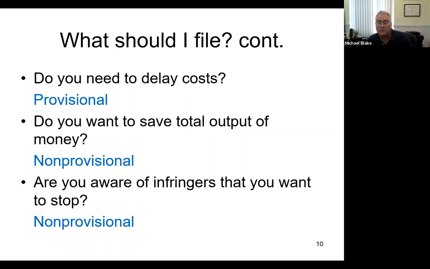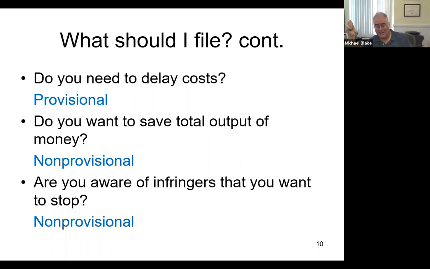If you're aware of infringers that are out there infringing your invention that you haven't filed a patent application on, then you want to file a non-provisional first in order to get that patent application to issue as soon as possible. Because if you file a provisional and you wait a year, that delays a year before you can sue anybody for patent infringement.